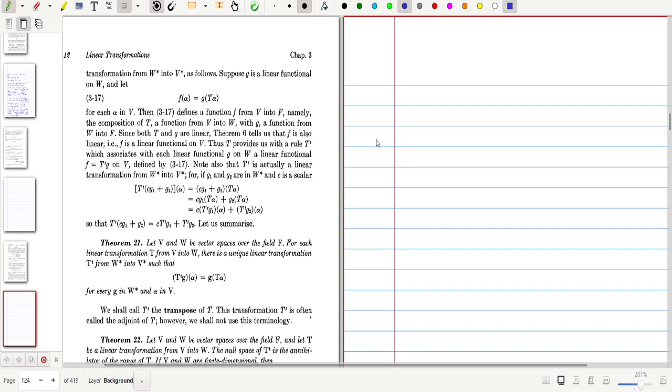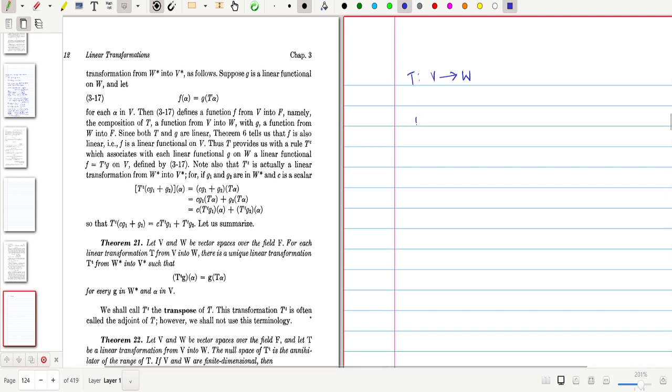Hi all, in this video we will discuss the transpose of a linear transformation. For that, we consider a linear transformation T from V to W. Then, corresponding to each transformation T, we define a linear transformation T transpose. This is defined from W star to V star.